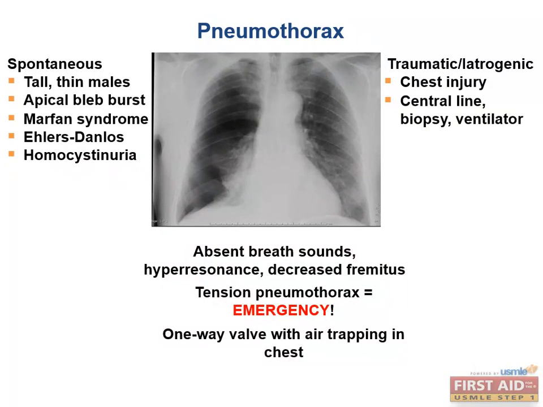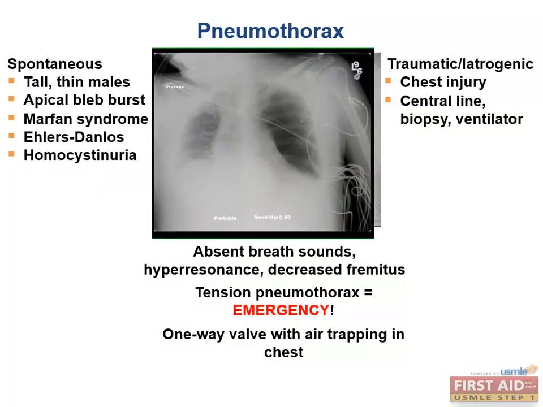When too much air gets trapped, it pushes the mediastinal structures, like the trachea, to the other side, which you can see here. These patients can be in severe respiratory distress that evolves to hypoxia, hypotension, and cardiovascular collapse, in addition to the absent breath sounds and hyperresonance.